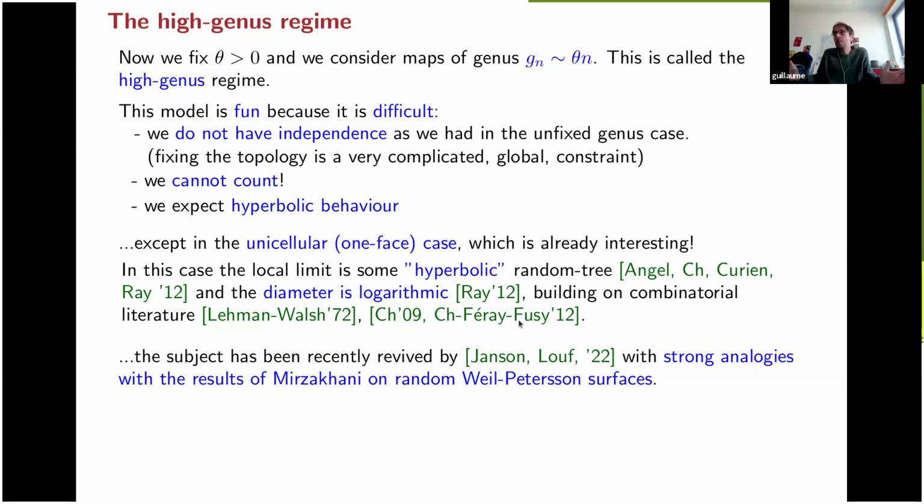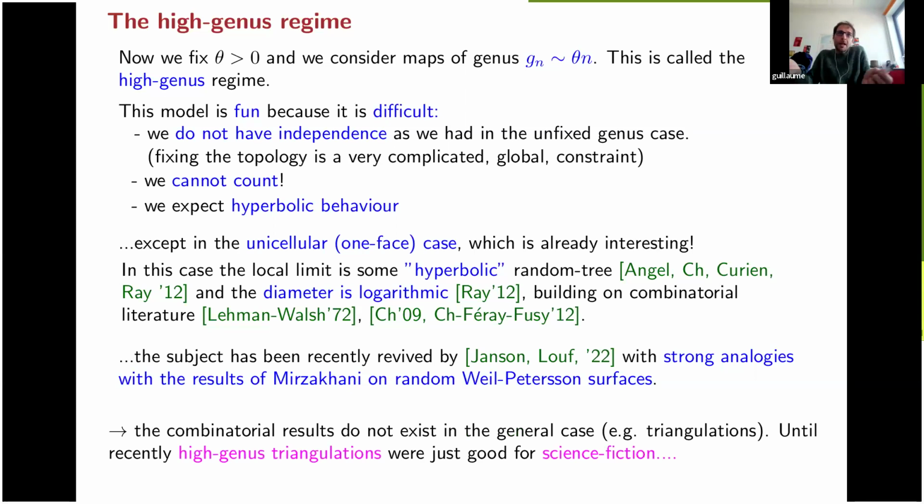But since then, it was an open problem to do anything about the general case. In fact, even this toy model has been revived recently. There is work by Baptiste Louf and Svante Janson. Even in this toy model, you can study statistics like the length of the shortest non-contractible cycle or things like this. And you discover strong analogies with the results obtained by Mirzakhani about random Weil-Petersson surfaces, which a priori are something completely different. So people are getting excited about this, trying to find more such analogies and to explain them.